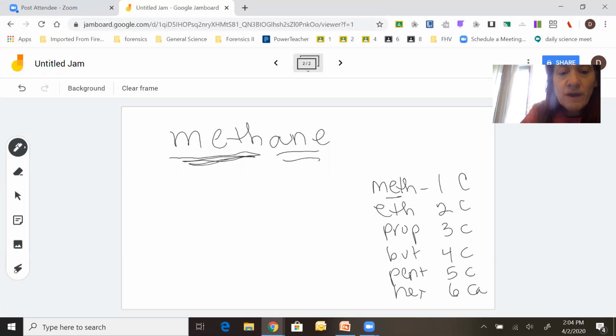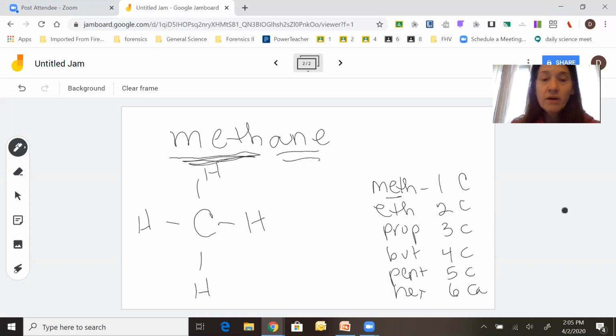So let's draw that. Okay, 1 carbon. Now, what do we know about carbon atoms? They have 4 valence electrons and they want to make 4 more bonds. So we're going to fill in the hydrogens. Okay? 1, 2, 3, 4. There's methane.